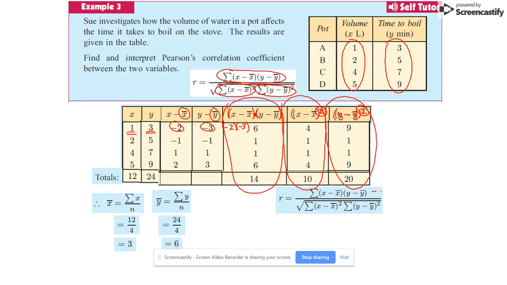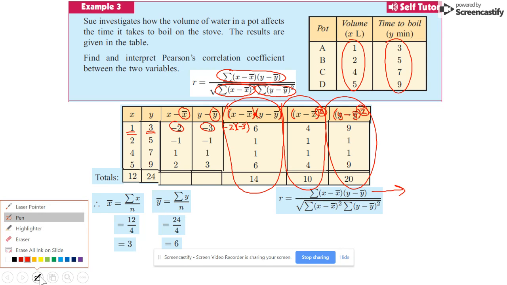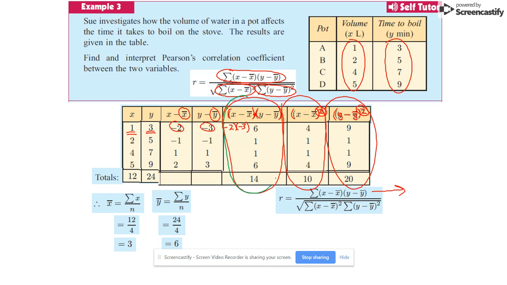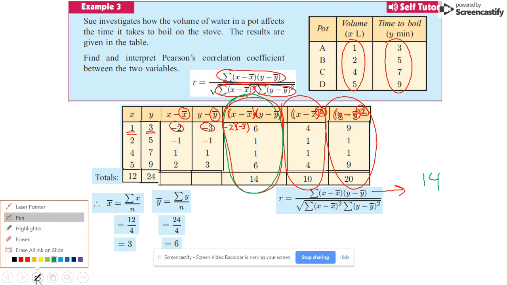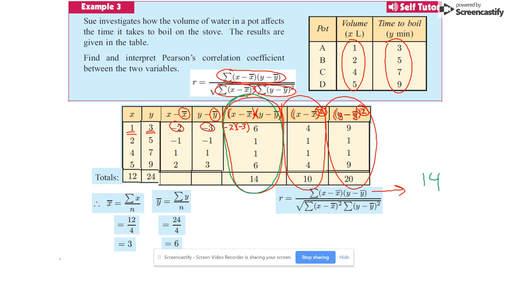So the numerator, let's see if I can color code this a little bit here. The numerator is going to come from the green column. So that was 14. The sums on the bottom are going to come from the second to last and the third to last column. So x minus x mean squared, that was 10. And we're going to multiply that by the y minus y mean squared, which was 20.